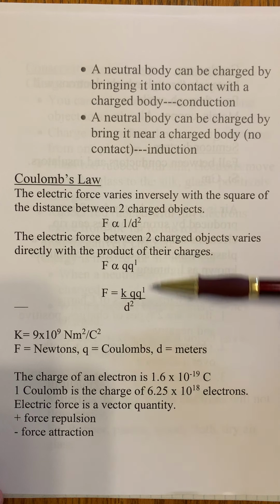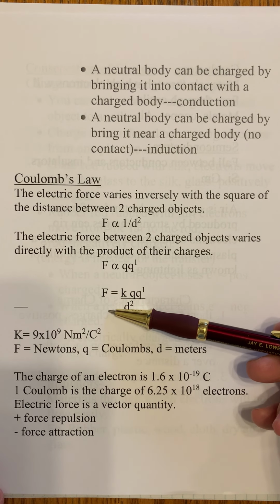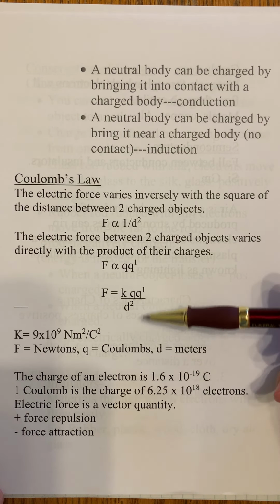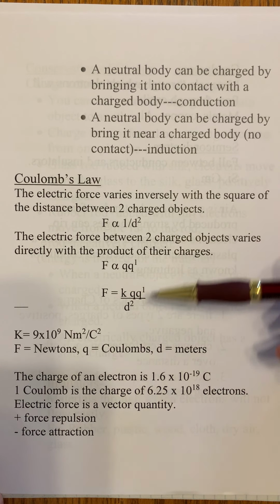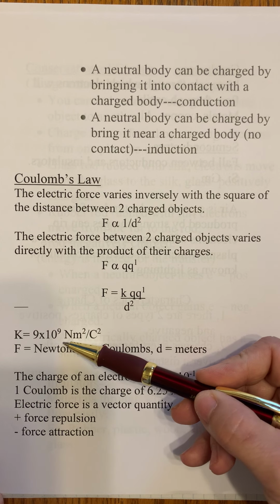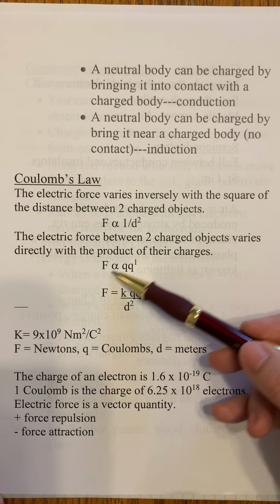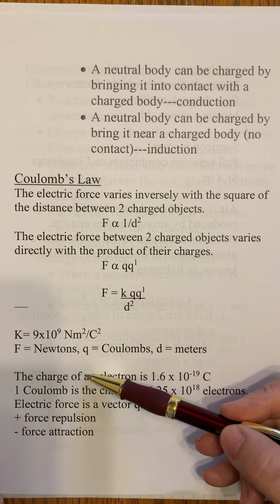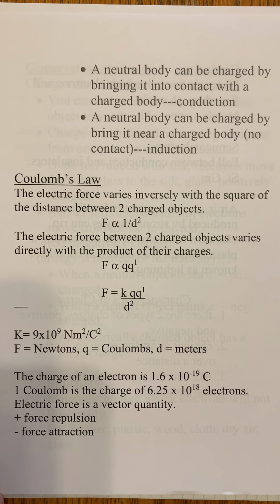This is important. Moving on, Coulomb's law. Coulomb's law looks a lot like the gravitational force equation. If you remember that, it's F equals G m1 m2 over d squared. Sometimes we use r, sometimes we use d. K is the constant that we will use in order to make this equal. K is 9 times 10 to the 9th newton meters squared per coulomb squared. Newtons, coulombs, and meters are the units that will be there.